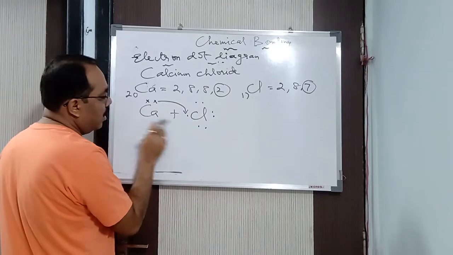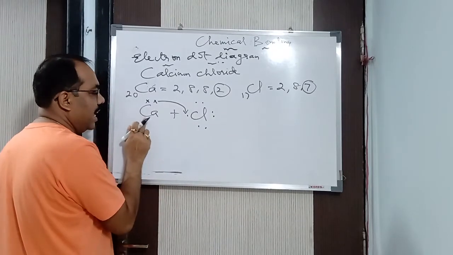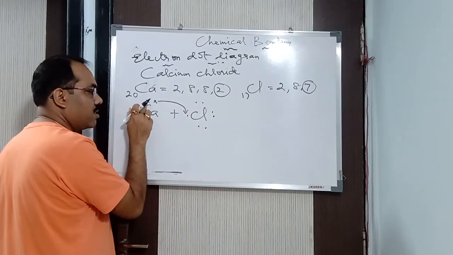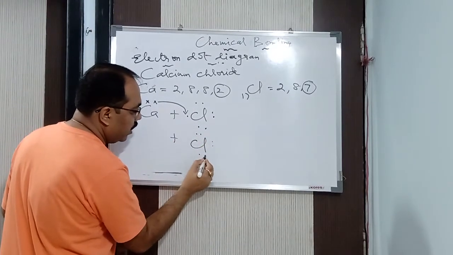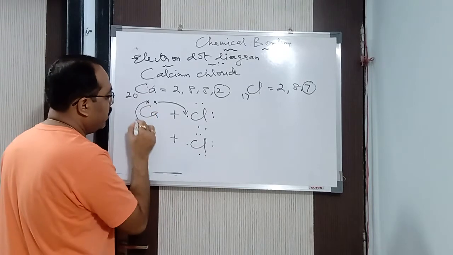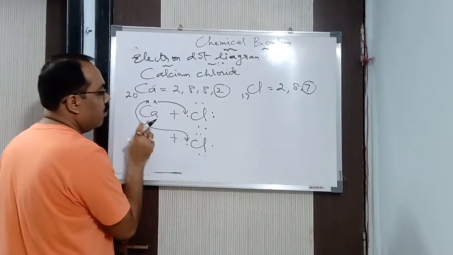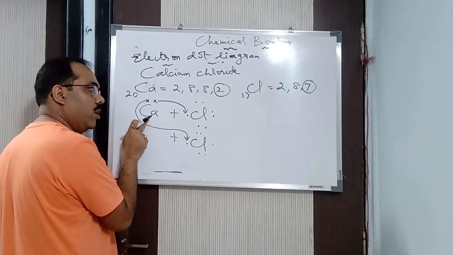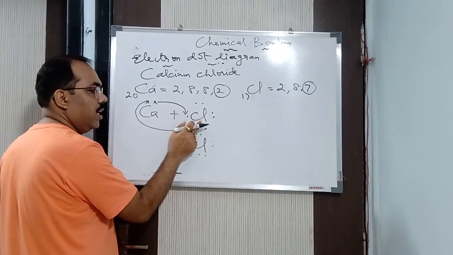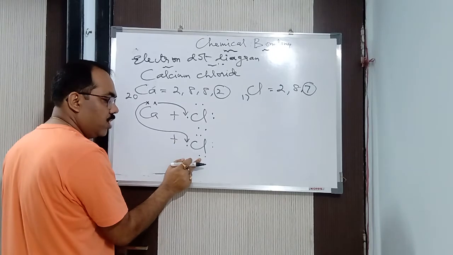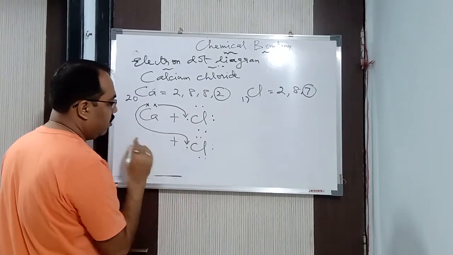So chlorine is satisfied, but calcium is not satisfied. Calcium still has 1 electron more. So it will combine with 1 more chlorine atom. Why? Because that chlorine will gain 1 more electron to attain the octet structure. And here the first chlorine has already attained the octet structure by gaining 1 electron.